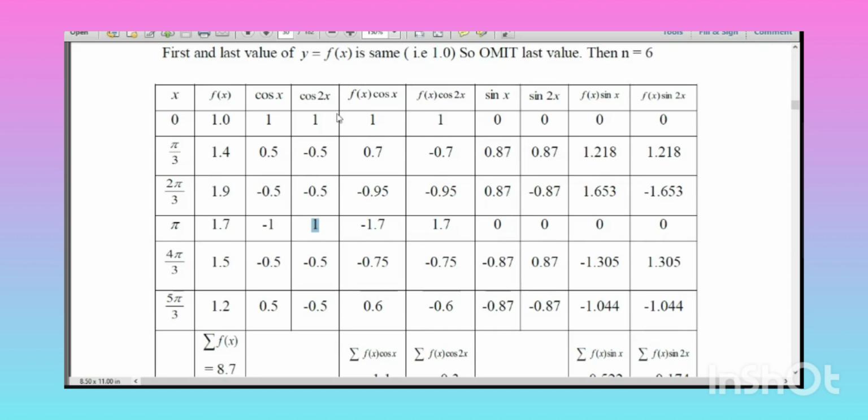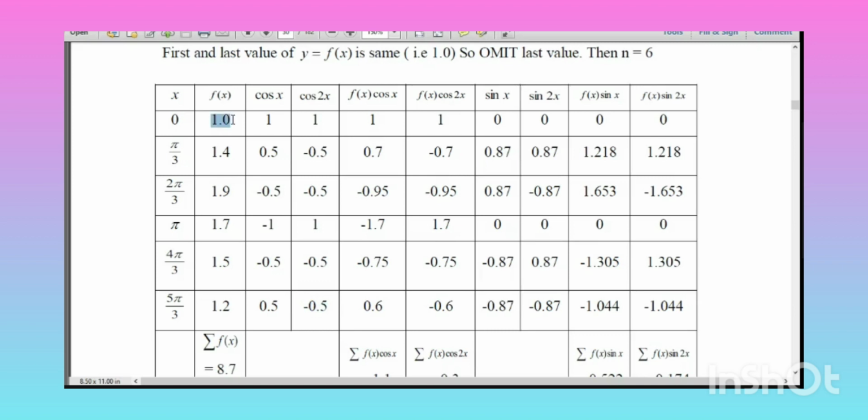Next, cos 2x. x is 4 pi by 3. So cos 8 pi by 3 is minus 0.5. Cos 10 pi by 3, 10 pi divided by 3, so minus 0.5.